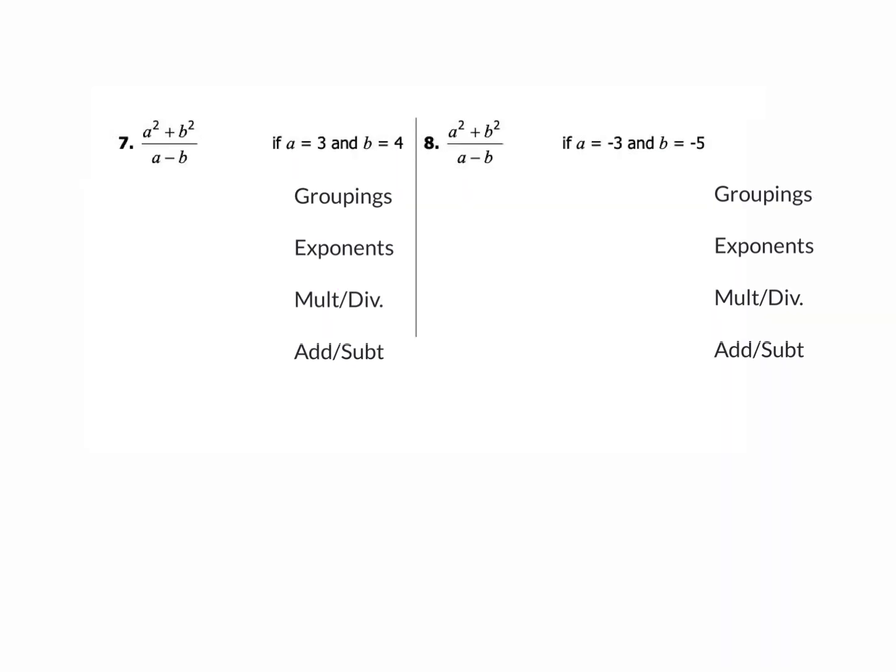Okay, we're going to go a little bit quicker these last few just to try to get by with less time. So we have a squared plus b squared over a minus b, where a is 3 and b is 4. So take a second and try it. First I rewrote it with the parentheses. Now we'll substitute. Now we'll use our order of operations. We have groups of numbers technically in the numerator and denominator because they're separated by this fraction bar. So we're going to evaluate them separately first, and then we'll divide.